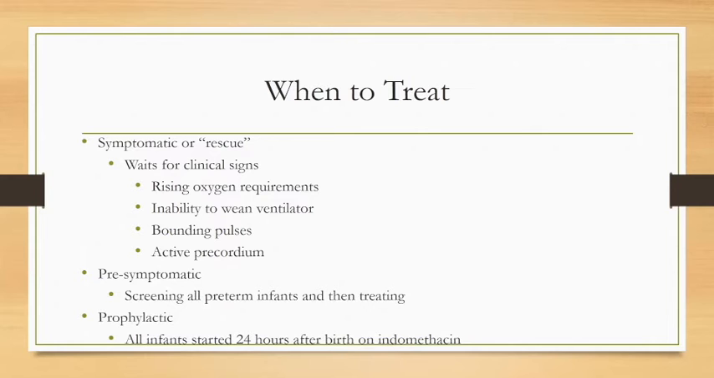The pre-symptomatic approach screens all preterm infants with a cardiac ultrasound and then treats those that do have a PDA. The prophylactic approach treats all infants, starting with indomethacin 24 hours after birth, prophylactically.